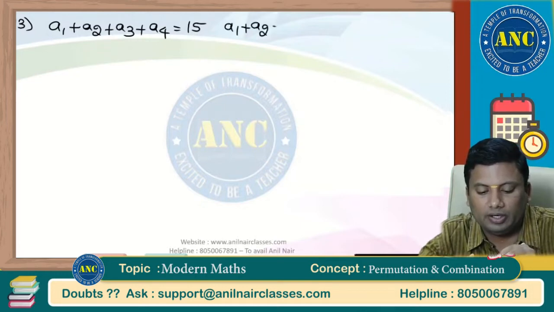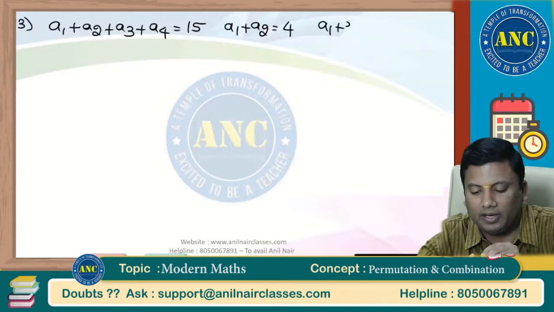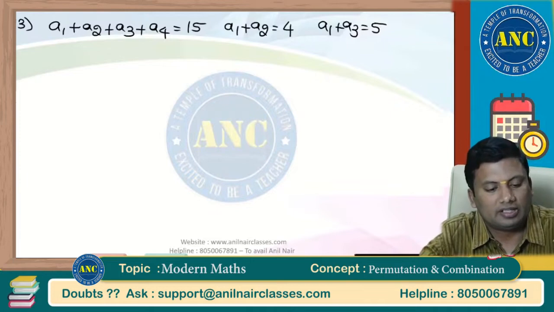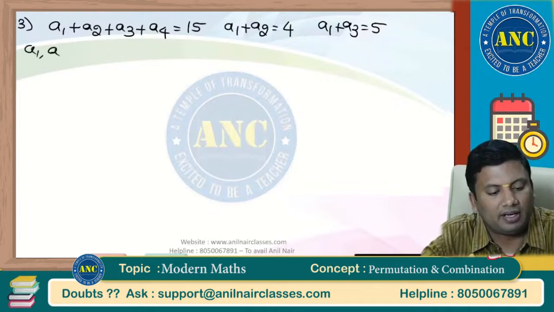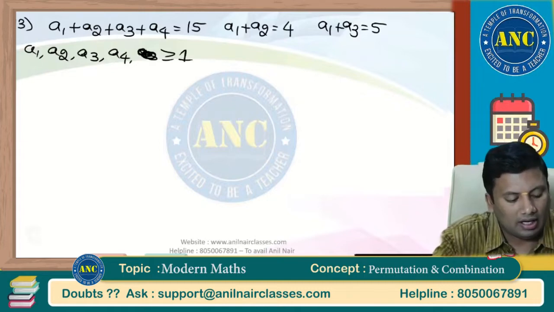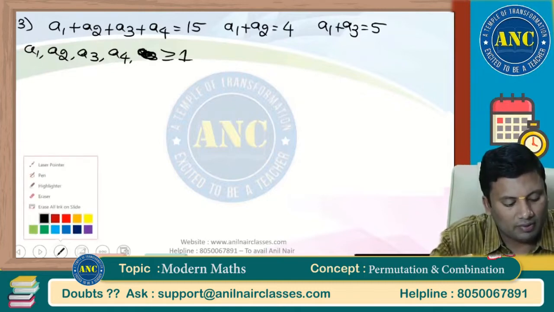A1 plus A2 is nothing but 4. A1 plus A3 is nothing but 5. A1, A2, A3, A4, all are greater than or equivalent to 1. What will be the answer?